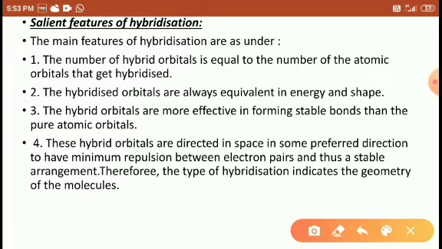So hybrid orbitals are more effective in forming stable bonds than the pure atomic orbitals. Hybrid orbitals form more stable compounds than the pure atomic orbitals.